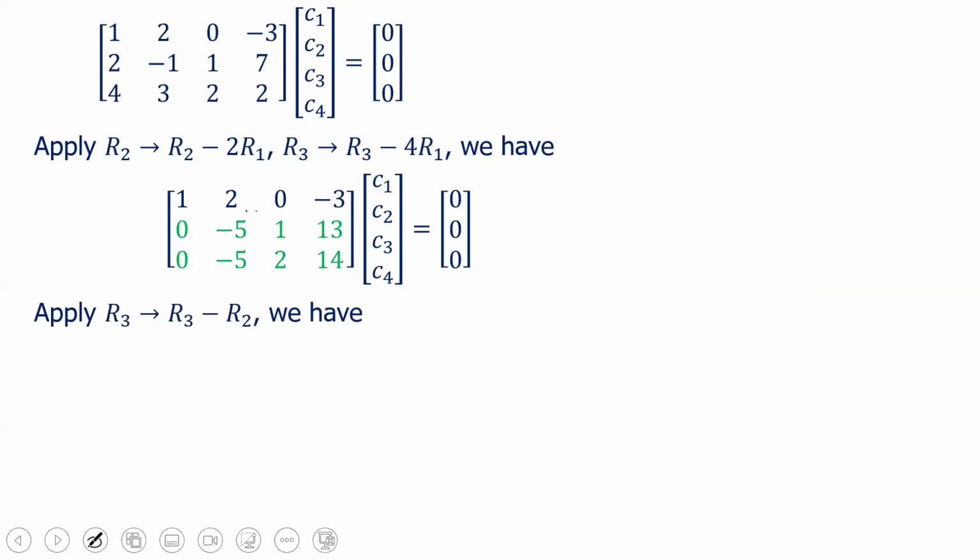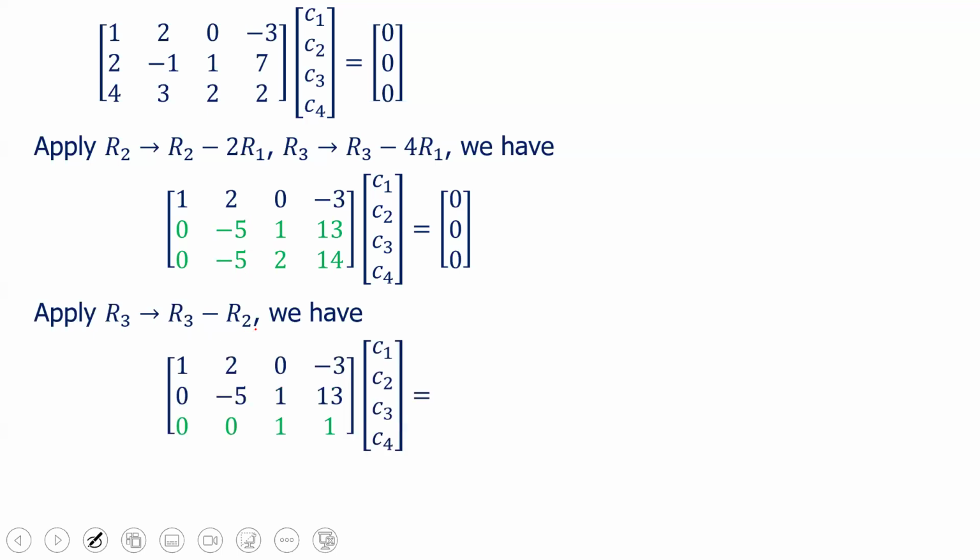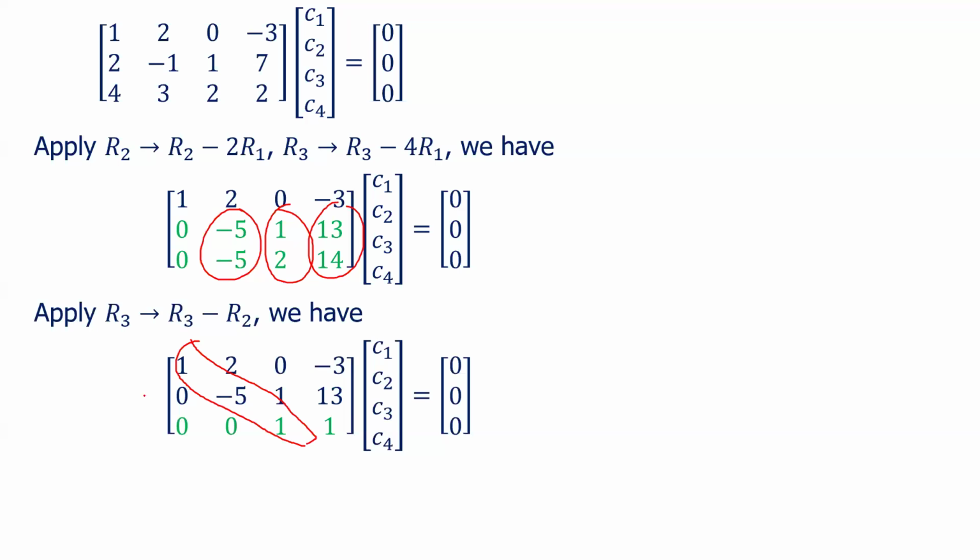Now we come to A22. With the help of A22, we will make the entry below it 0. For this, we apply the operation R3 minus R2. So -5 plus 5 is 0, 2 minus 1 is 1, 14 minus 13 is 1. After that, this matrix is converted to its equivalent form because 1, -5, 1 is the main diagonal, and below the main diagonal all elements are 0. Therefore, this is the echelon form of the given matrix.